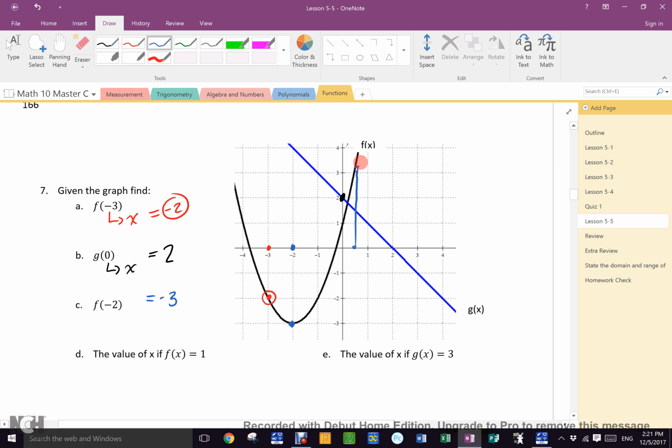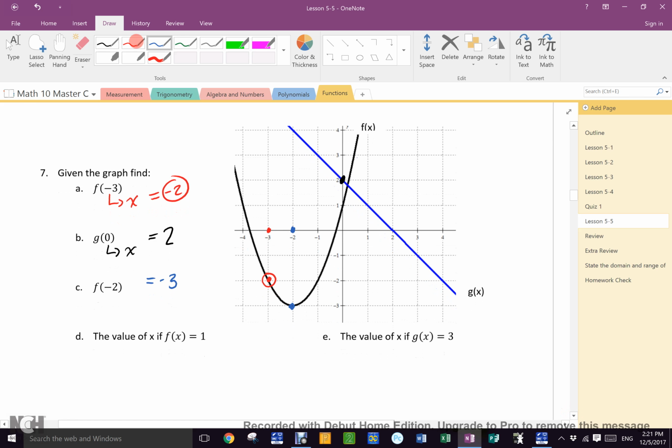Cool? All right, good. Now, let's reverse things. How is D different from A, B, and C? The f of x is 1. Is that an x value or a y value? That's a y value. So where do I go to find it? On the y-axis, right there. What is the x value for that? Stay strong. What is the x value there? 0.